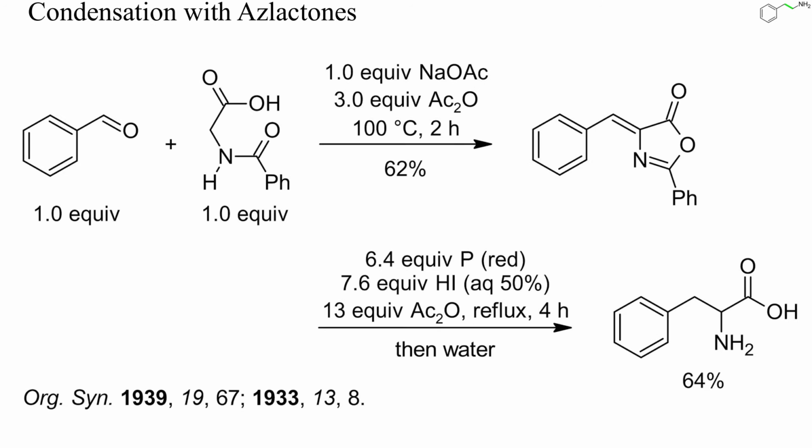Phenylalanines can be synthesized by condensing azlactones with benzaldehydes and then reducing the intermediate cinnamates. Azlactones are formed when N-acyl amino acids are heated with acetic anhydride, as shown here. The cinnamates can be hydrogenated or reduced chemically, as in this example.